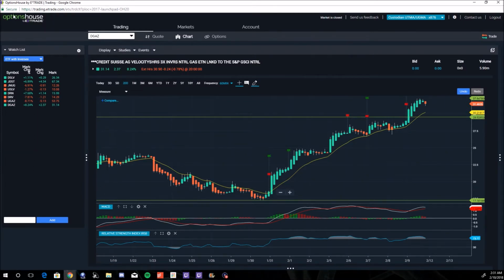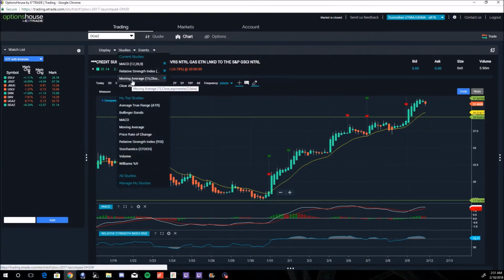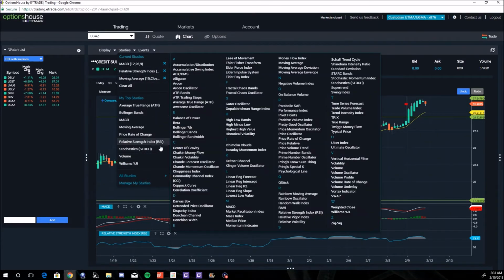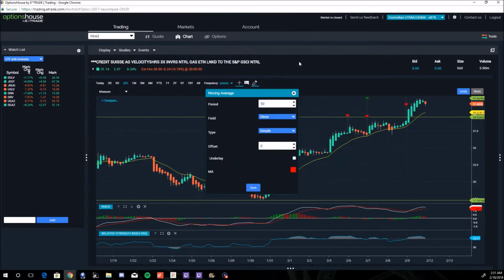So I use Option House by E-Trade. It's an exclusive program if you're an E-Trade customer and you trade with them. So what you can do is go to Studies here and moving average. If not, you can go to All Studies over here and you can find moving average. Let's find it. Moving average there. Okay, we'll click on this.